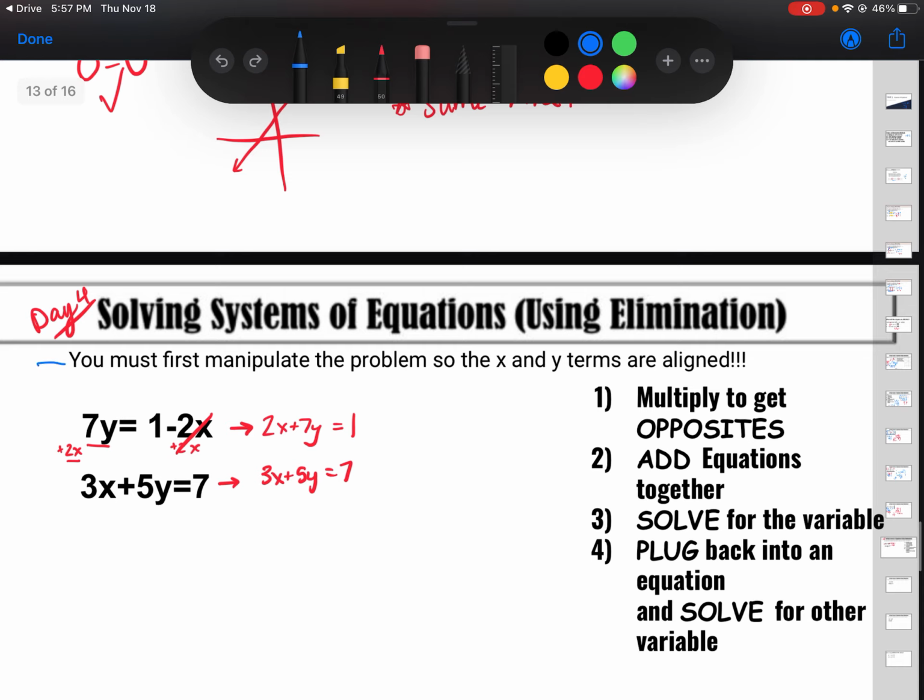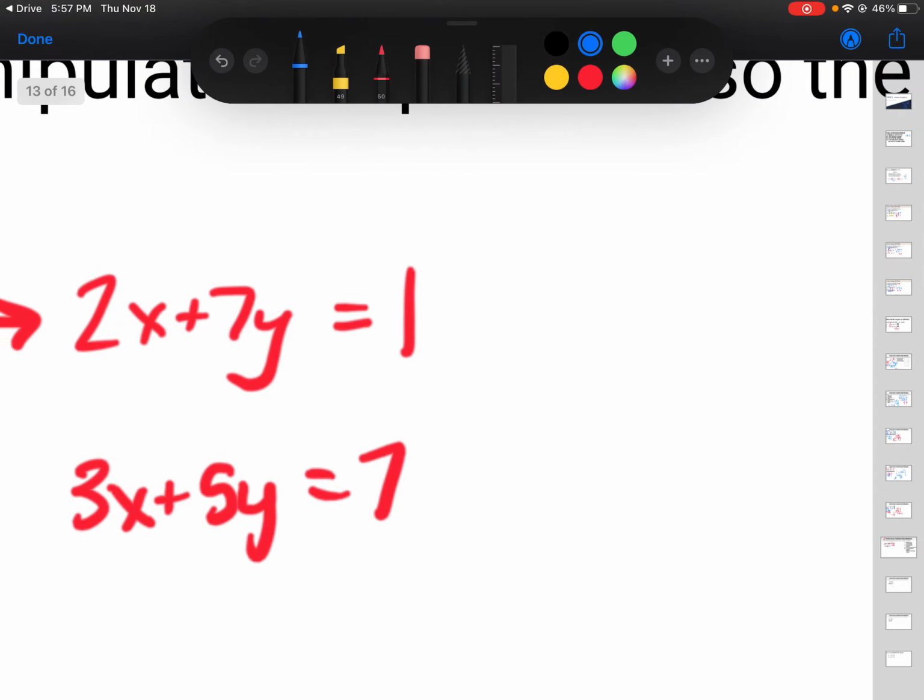So that was the first step. You must first manipulate the problem so x and y terms are aligned. So step 1, multiply to get opposites. So I have a 2 and 3 and a 7 and a 5. Let's tackle the 2 and 3.